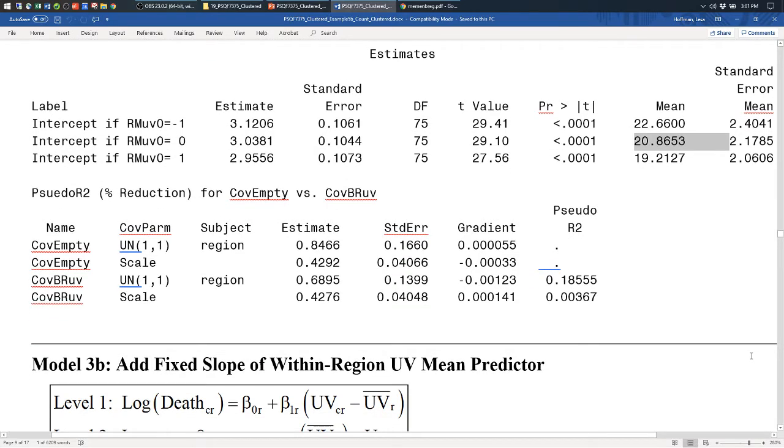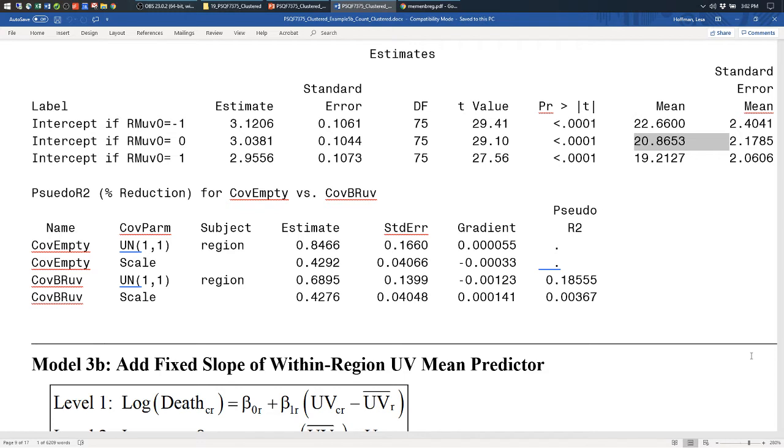So my estimate statement asks for the intercept conditional on region mean UV equals 0. That's the coefficient in logs. If I unlog it, inverse log, that works out to be a mean of 20. So that is specific to a region that has UV exposure equals 0. It is also specific to a region that has a random intercept for death count equal to 0. In that region, 20 people are predicted to die from skin cancer.